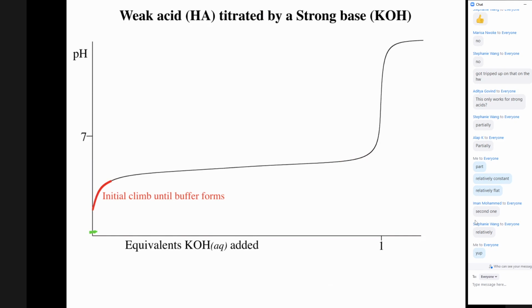Then this middle region, which, would you agree, the middle region makes up almost the entire curve? So it's a tiny climb in the beginning. It's essentially a buffer almost the whole time. And it's a climb at the end. Notice there's a slight change from what we just dealt with. And I want you to make a prediction. If I have a weak acid and a strong base, which is going to dominate? The weak acid or strong base?